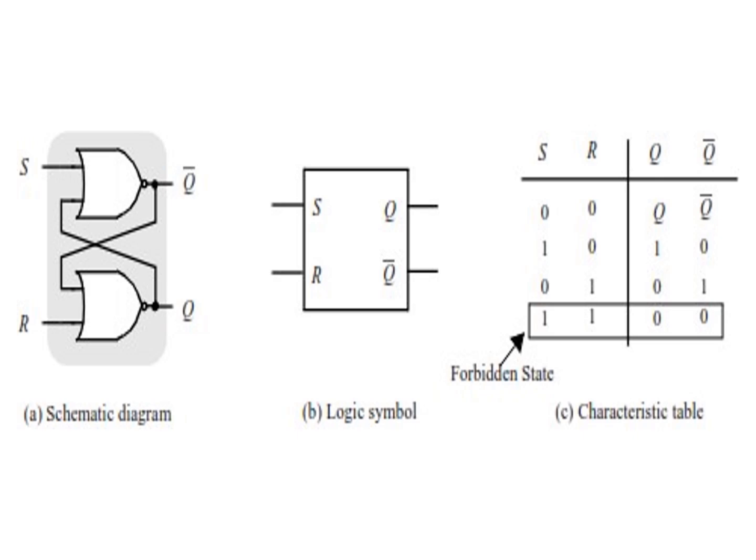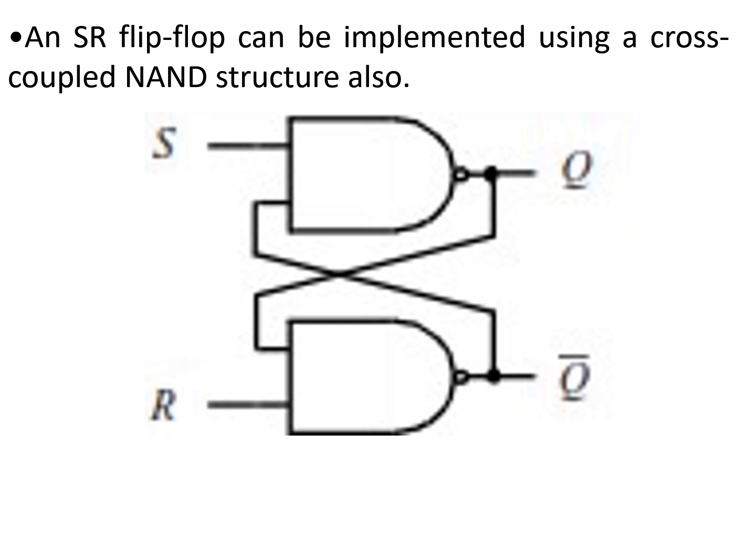So this diagram represents the schematic diagram of SR using two NOR gates along with its characteristics table. We can also obtain an SR flip-flop using a cross-coupled NAND gate structure.